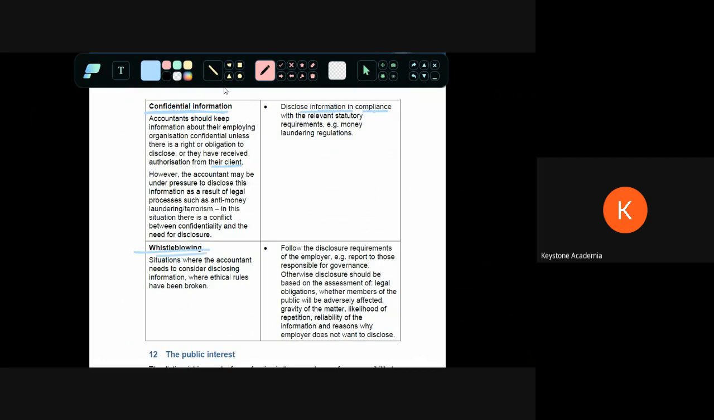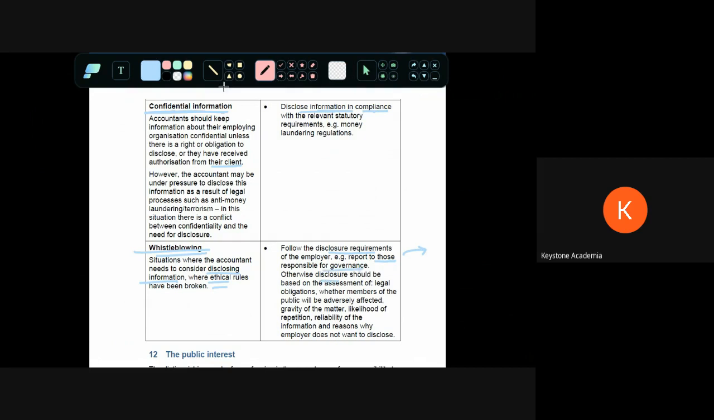Whistleblowing. Whistleblowing is a situation where you are considering disclosing information about your company, something ethically that is not right in the company. For that you should follow the disclosure requirements set out by the company. Every company has its own policies. Do that according to that, and maybe tell the concerned people in the organization, for example, report to those responsible for governance.